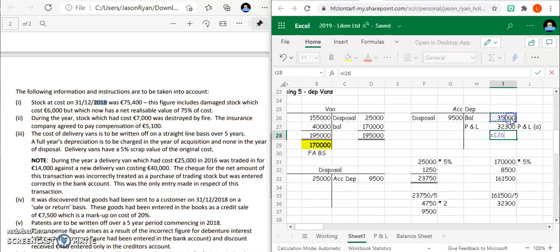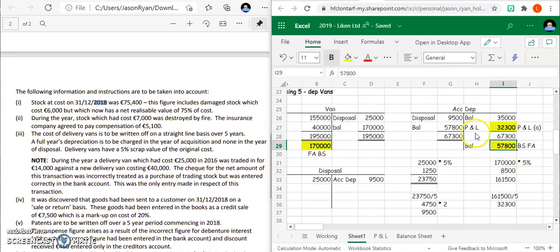And then we're going to find out how much is the accumulated depreciation that goes into your balance sheet. So it's the difference between the credit and the debit side. So the balance is going to be 57,800, and that's going to go into your balance sheet as a fixed asset. So the two figures down for the accumulated depreciation, the depreciation for this year, 32,300, and the balance sheet figure, then the fixed assets, 57,800.